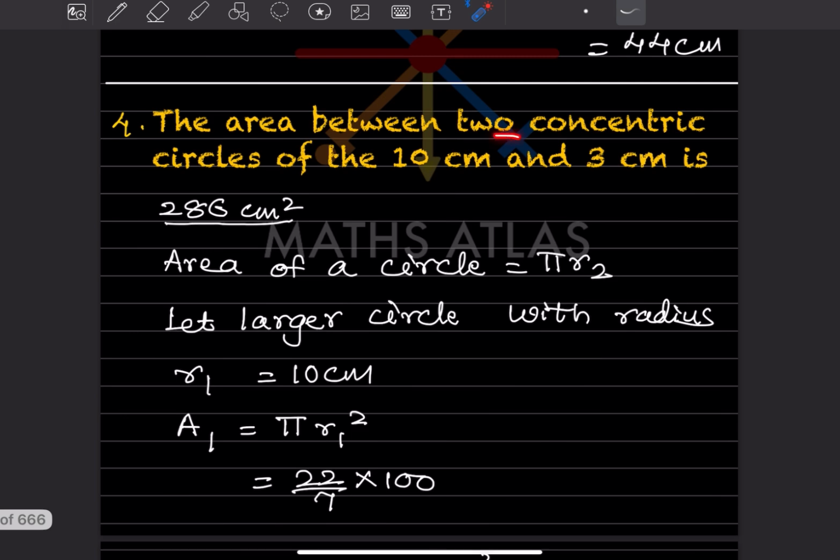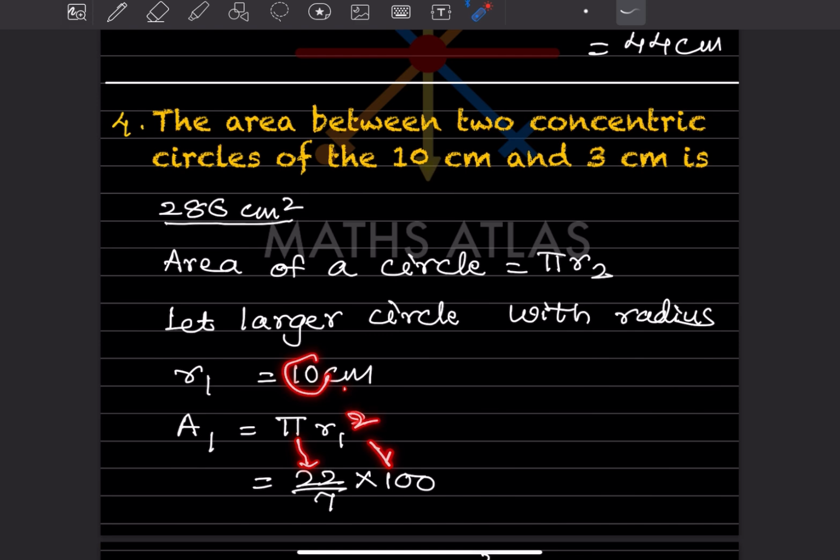Now the area between two concentric circles of radii 10 centimeter and 3 centimeter is how much? What will we write first? The area of a circle means the formula is pi r square. These are concentric circles, meaning this way. For the larger circle, we can consider the radius as 10. For this area we'll take A1, because there are two areas we have to consider. A1 will be pi R1 square. So this will take 22 by 7. R1 square means 10 into 10, because of the square, that will be 100.